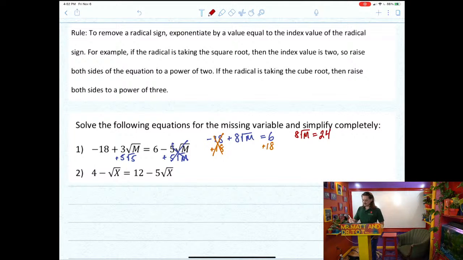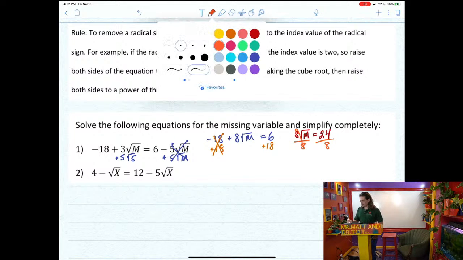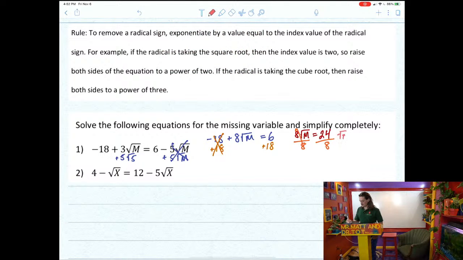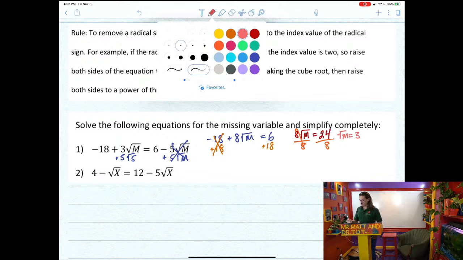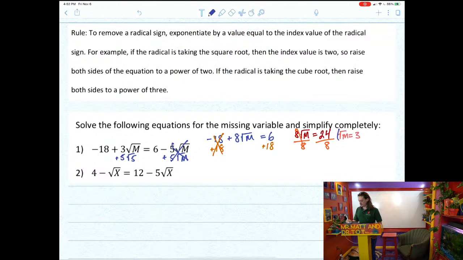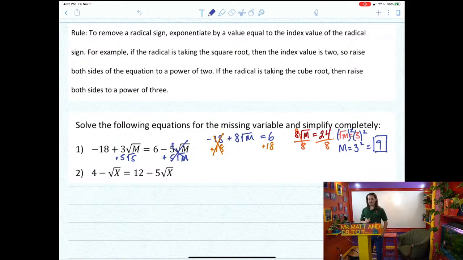Dividing by 8 will cancel 8 on the left, and so I'll have the square root of m is equal to 24 divided by 8, which is 3. And then I just square both sides in order to solve for m, because I don't want the square root of m, I want m. So m is equal to 3 squared, which is 9. So the answer to number 1, m is equal to 9.